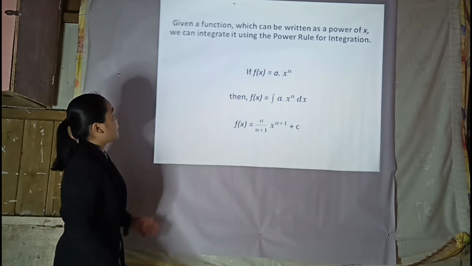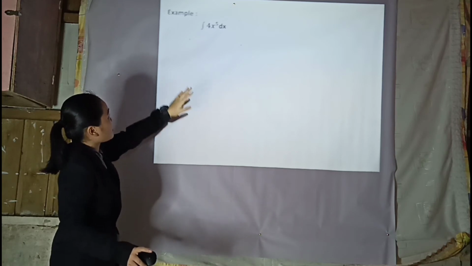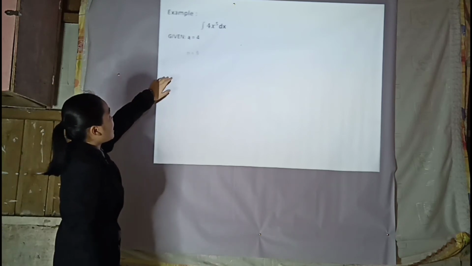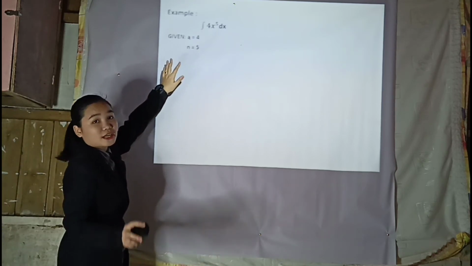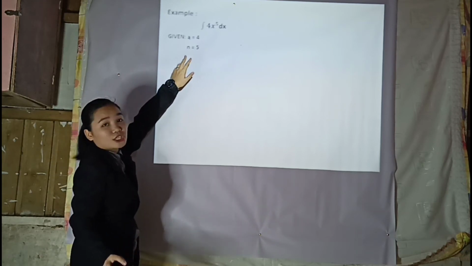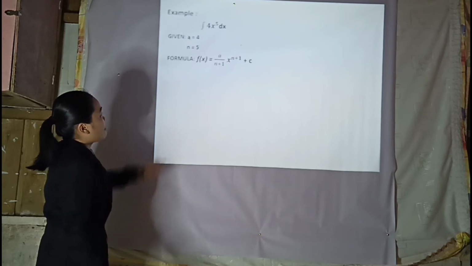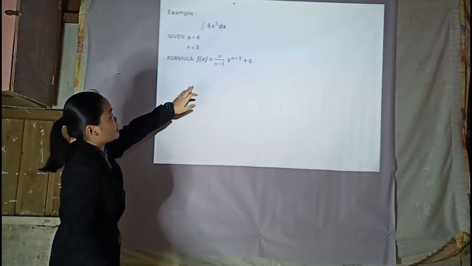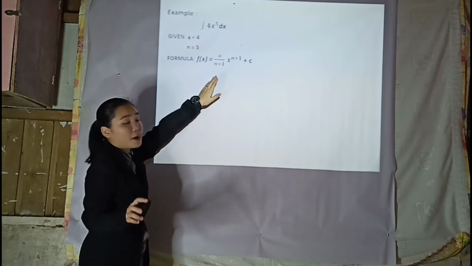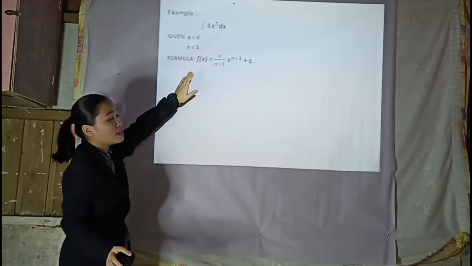So, let's have an example. The integral of 4x raised to the power of 5 dx. So, this is the given. The a here is 4, which is the coefficient, and the value of our n is 5, which is the exponent of the x. So, we have the formula, a over n plus 1 times x raised to the power of n plus 1 plus c. So, we will substitute the given to the formula.